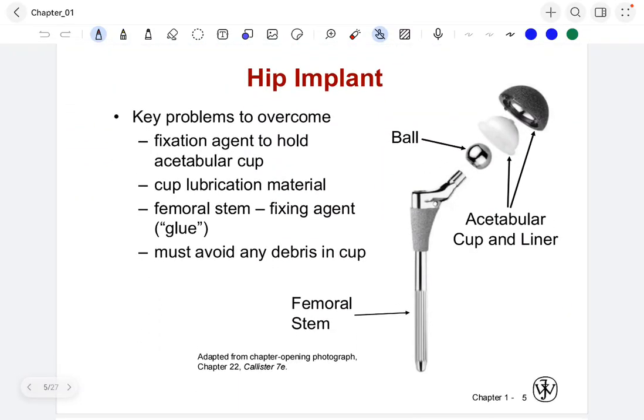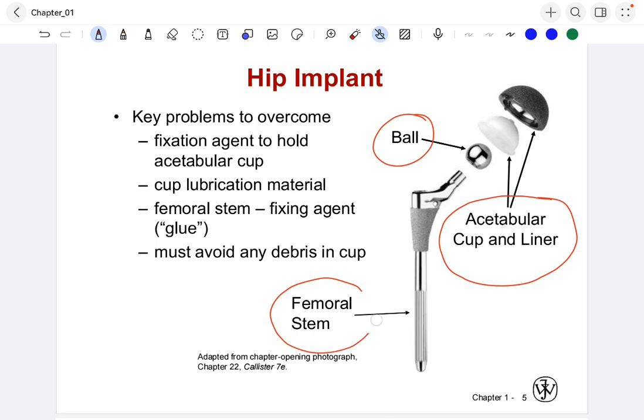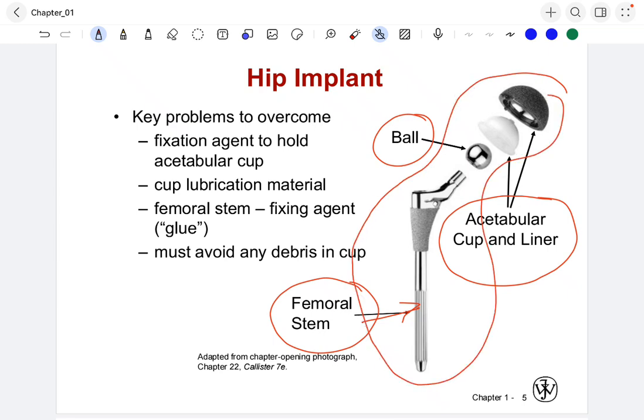This is just to give you more insight into the hip implant. As I mentioned, this is the ball and the acetabular cup and liner, and then we've got the femoral stem. So this is the entire part that will be implanted within our hip.